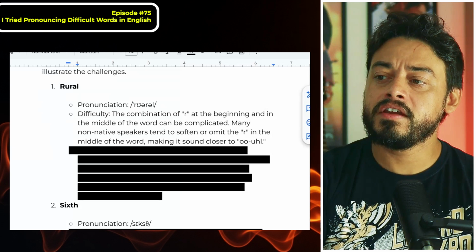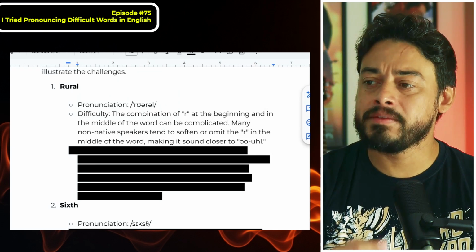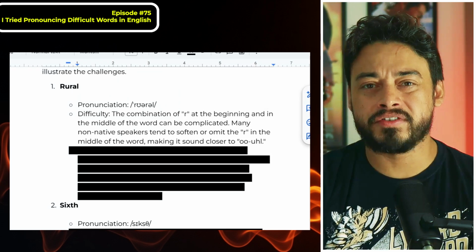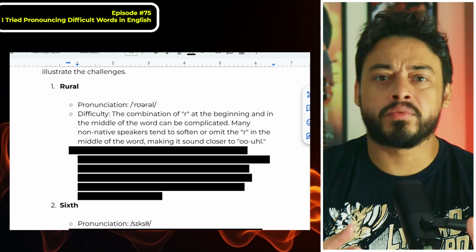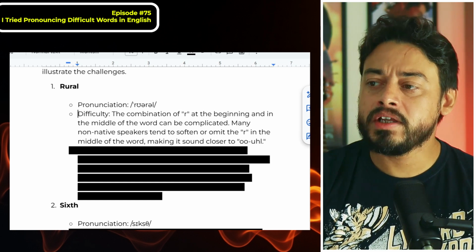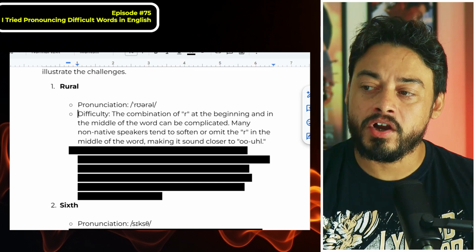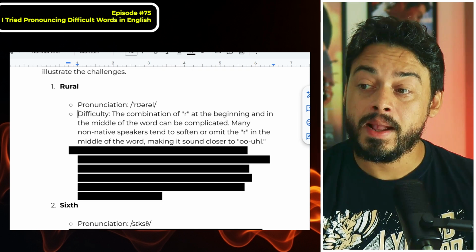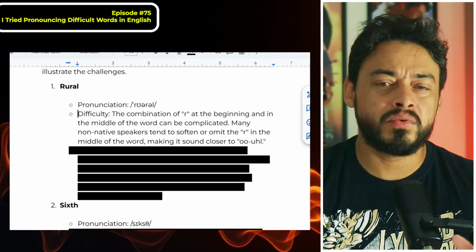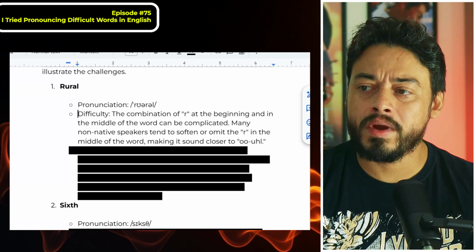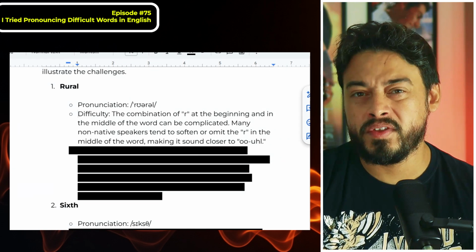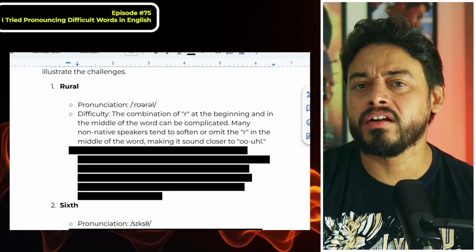The difficulty here is the combination of R at the beginning and in the middle of the word. You see this, rural. That can be really complicated. Many non-native speakers tend to soften or omit the R in the middle of the word, making it sound closer to something like that. So try to pronounce both R's with this curled tongue, this rural.